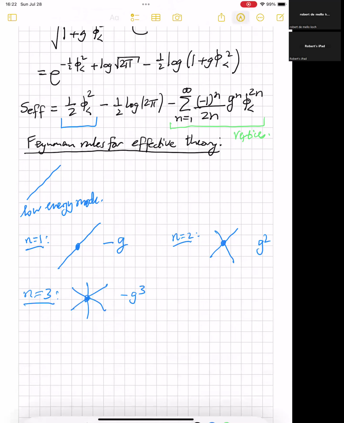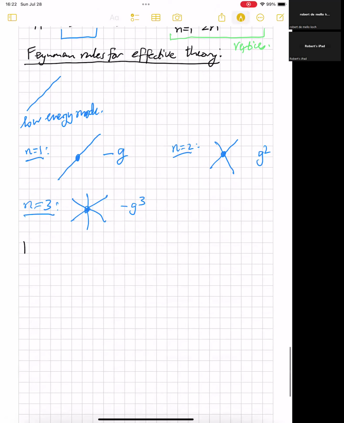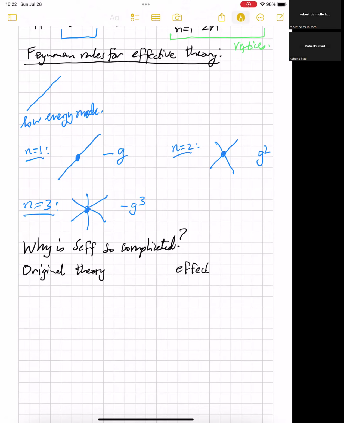So one thing you might ask is, why is S effective so complicated? All of a sudden, an infinite number of vertices, whereas previously we only had a finite number. Well, I want to show you. Let's take a look at what kind of diagrams we would have had in the original theory. And then let's see what we would have had in the effective theory. So we'll just compare the two. The effective theory should be reproducing the original theory. So let's see if we can see how that happens.